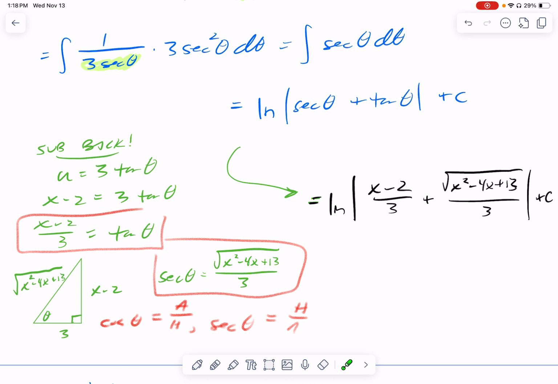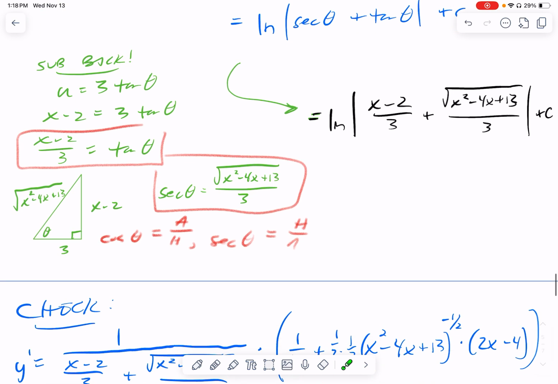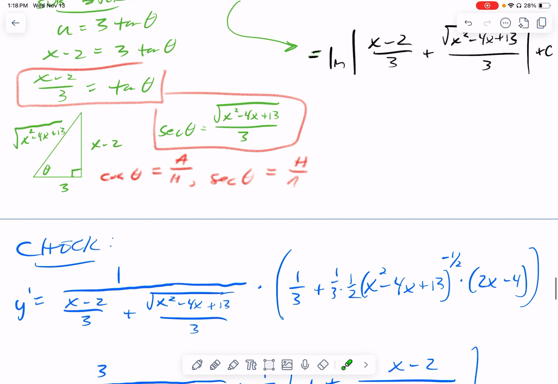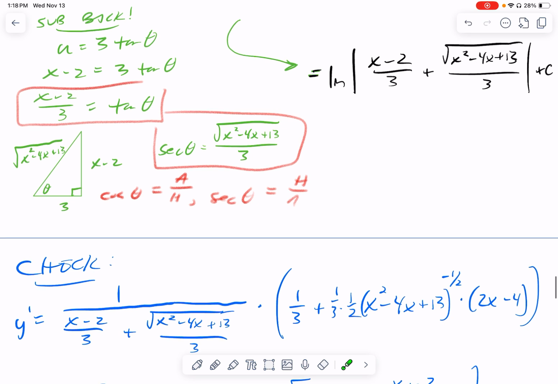Some of these are so hard to check that we really just want to hope we didn't make any goofy mistakes. But let's give this a try. If this is our function, then the derivative would be what? We have natural log of something. So by chain rule, it's 1 over that whole something, and we have to multiply by the derivative of what's inside.